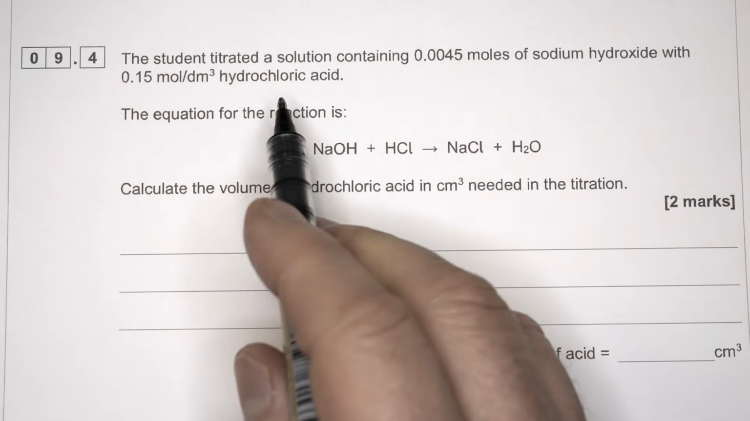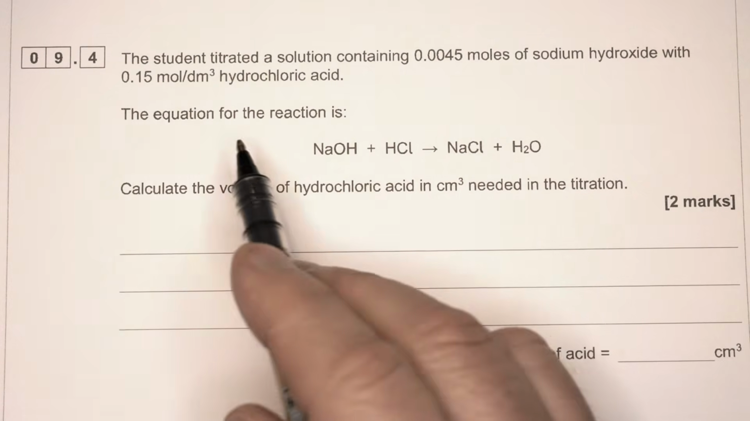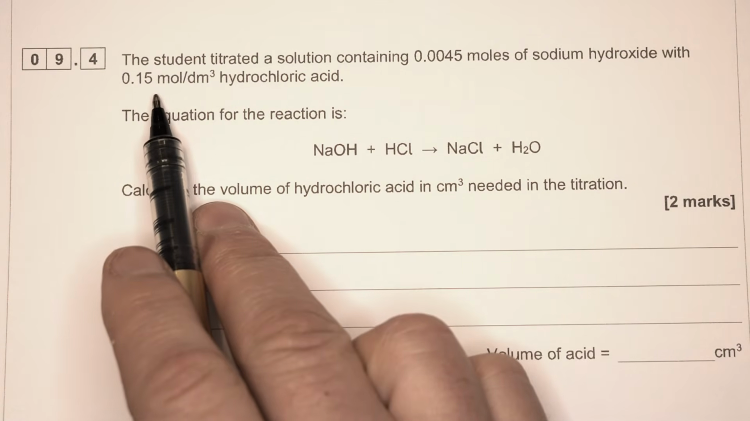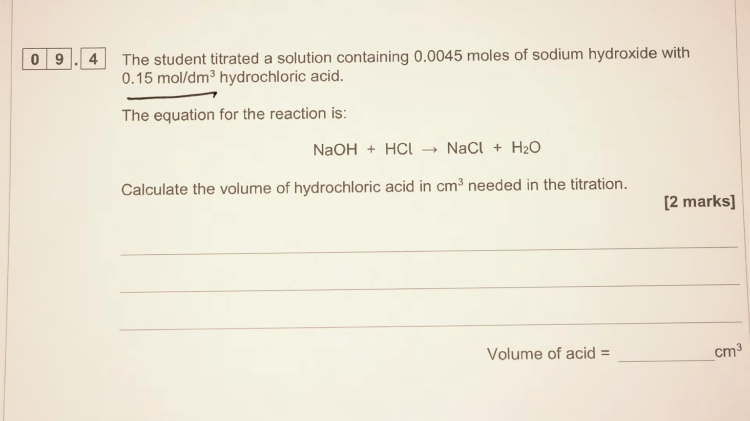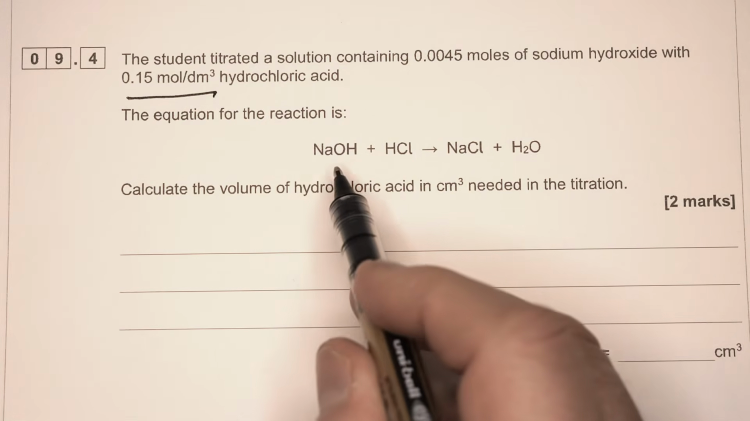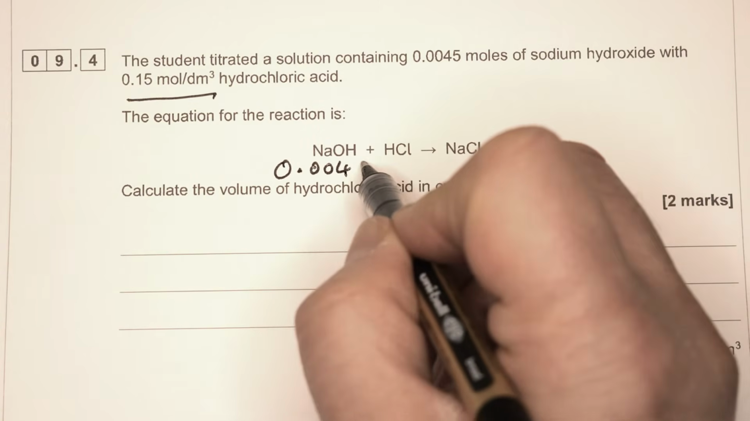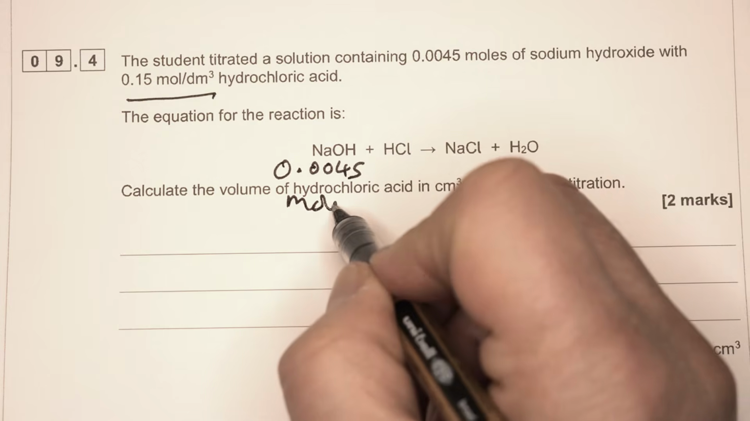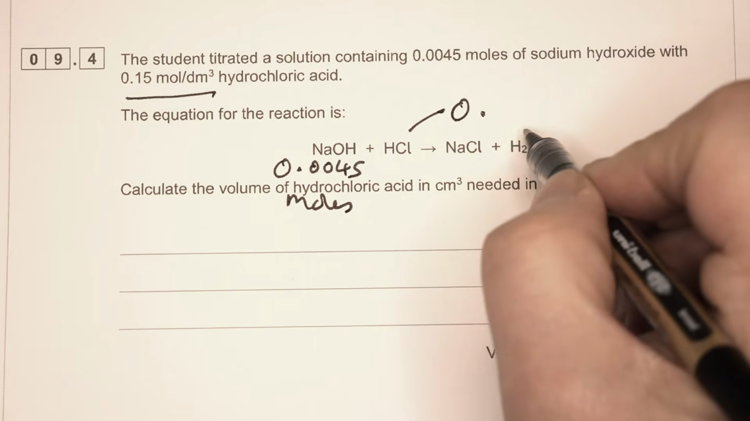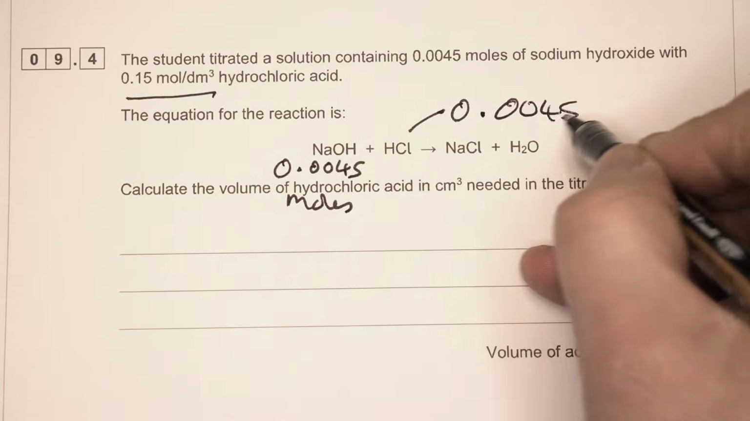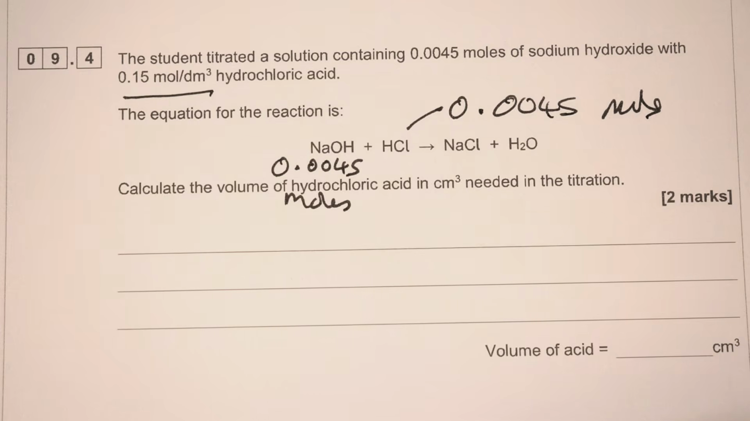The student titrated a solution containing 0.0045 moles of sodium hydroxide with 0.15 moles per dm cubed hydrochloric acid. So that's the concentration of the hydrochloric acid. Here's the equation for the reaction. So it's telling us we've got 0.0045 moles of this, NaOH. So because it's a ratio of 1 to 1, we'll need 0.0045 moles of hydrochloric acid to exactly neutralize it.